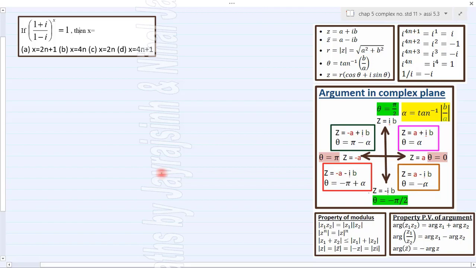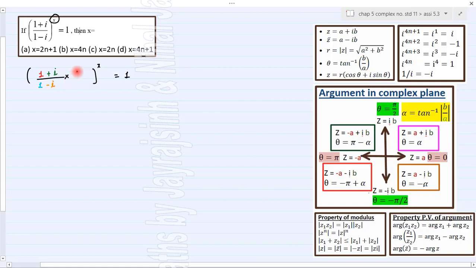In this question, we have to find the value of x which satisfies the condition ((1 + i)/(1 - i))^x = 1. Now, to simplify our complex number, we have to multiply and divide by the conjugate of the denominator, which is 1 + i.